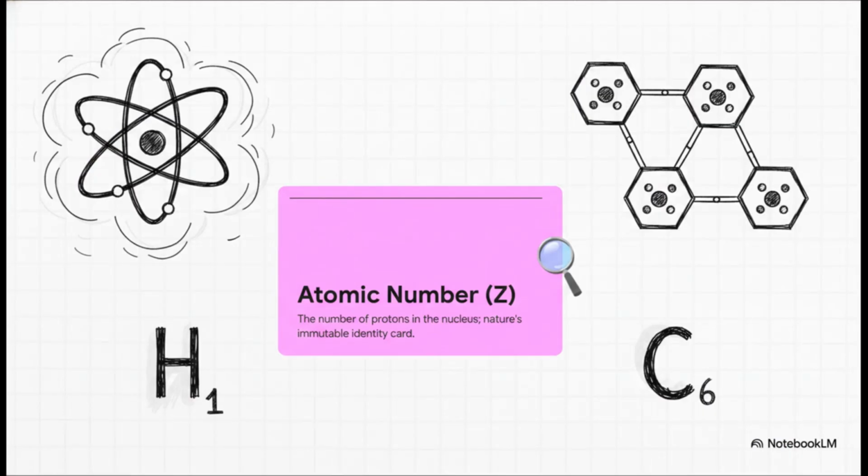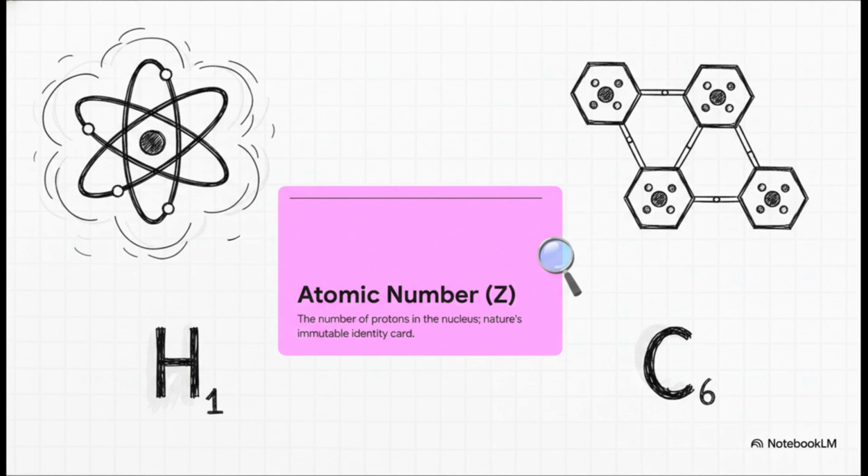The really cool thing here is that we can actually use some very simple math to decode this specific identity of any element on the periodic table. It all starts with the atomic number, which we represent with the letter Z. This is strictly just the number of protons in the nucleus.